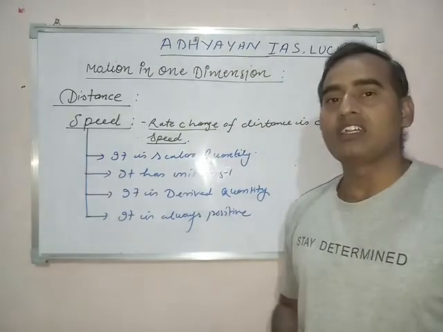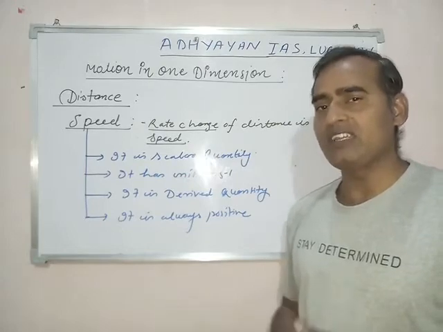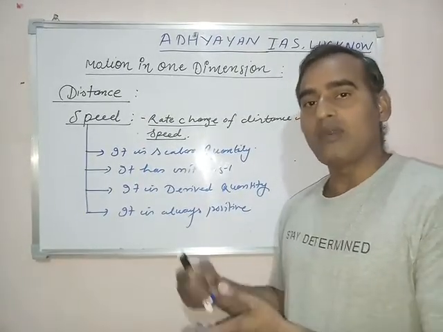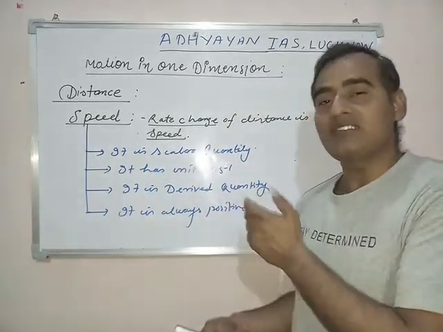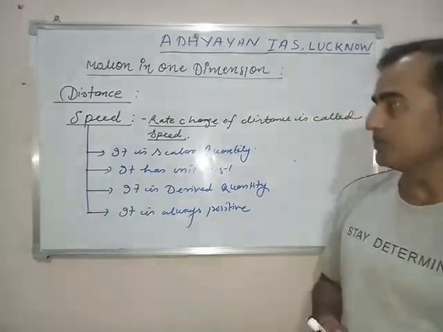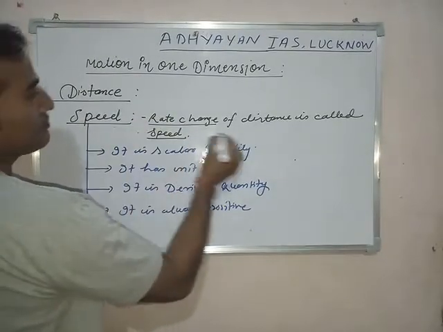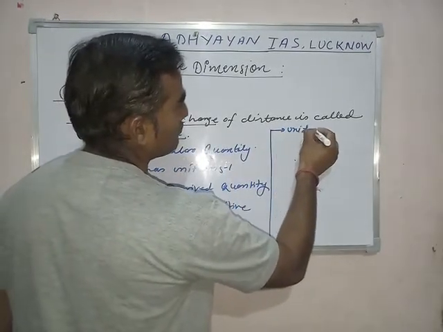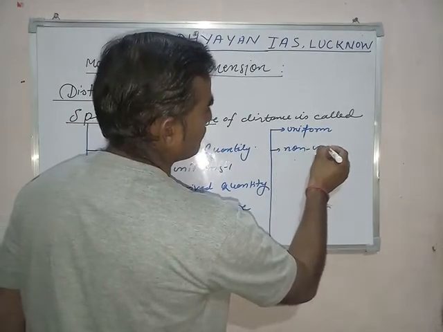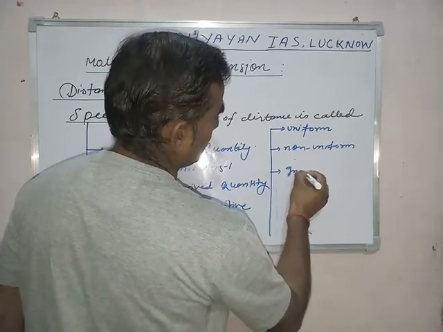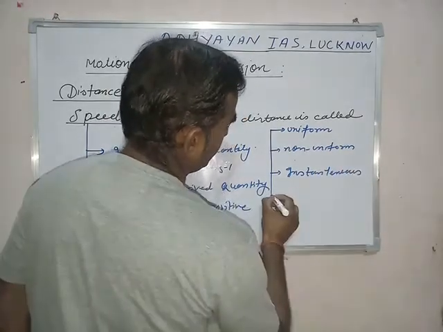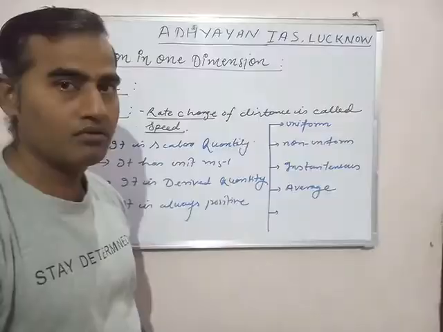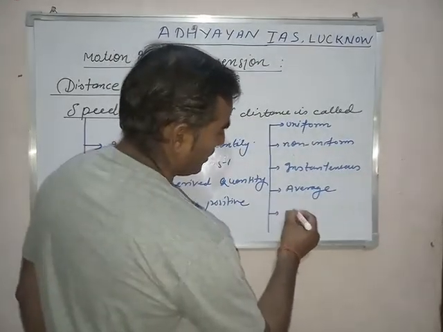Now, the types of speed. What kinds of speed are there? For simplicity, and for understanding the speed very well, you should divide the speed into the following categories: uniform, non-uniform, instantaneous, average, variable.